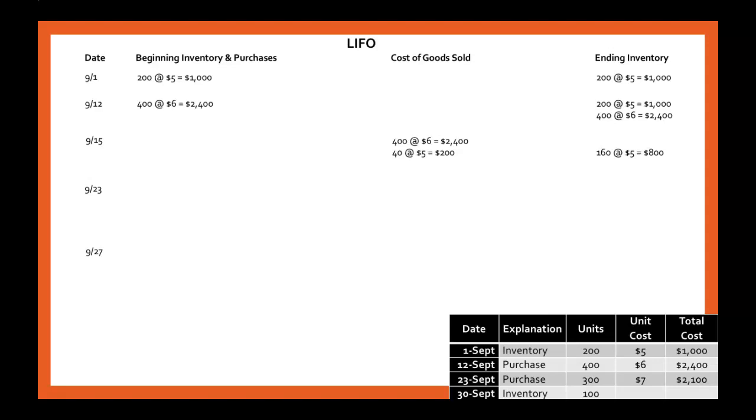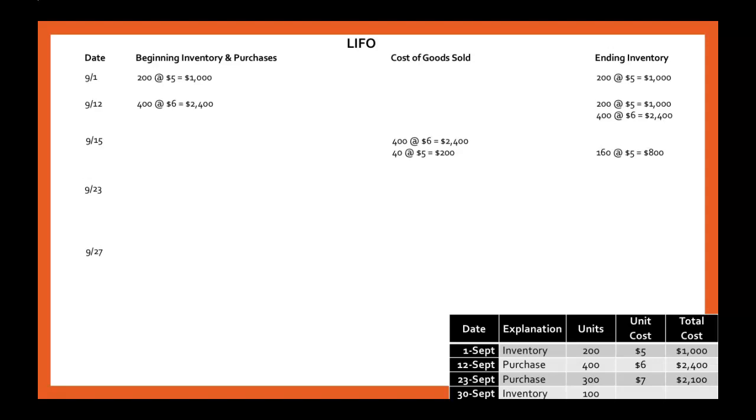Now we take a look at our ending inventory. And we can say, okay, do we still have any units left at $5? Well, we had 200, we sold 40, so we have 160 left at $5 a piece. Do we have any units left at $6 a piece? Well, we had 400 and we sold 400. So no, we don't have any left at $6. Right? So we only have 160 units left at $5 a piece after our sale on September 15th.